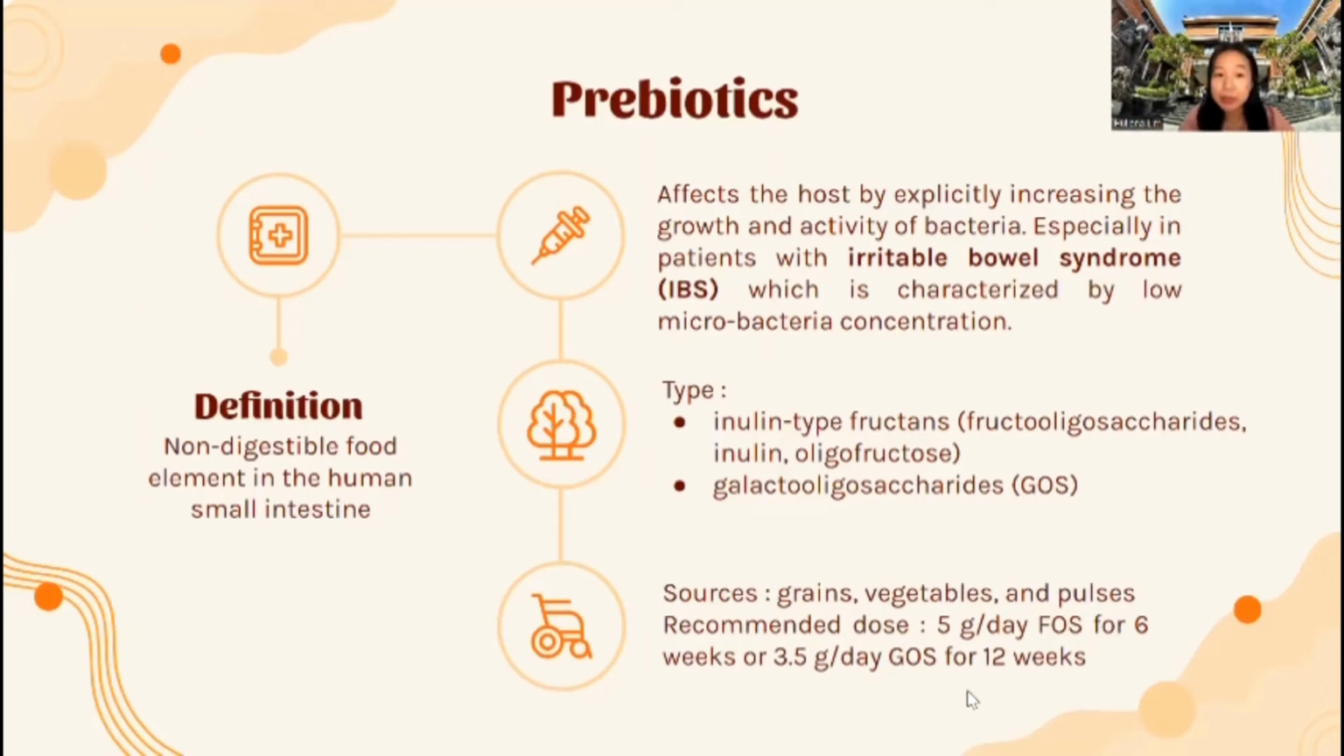This can be found primarily in grains and vegetables. Prebiotic nutrition may be the first therapeutic choice for IBS patients, and the recommendation for prebiotic intake is not actually determined in guidelines. However, clinical trials have shown that consuming 5 grams per day of fructooligosaccharides for about 6 weeks, or 3.5 grams per day of galacto-oligosaccharides for about 12 weeks, gives an improvement in IBS patients.